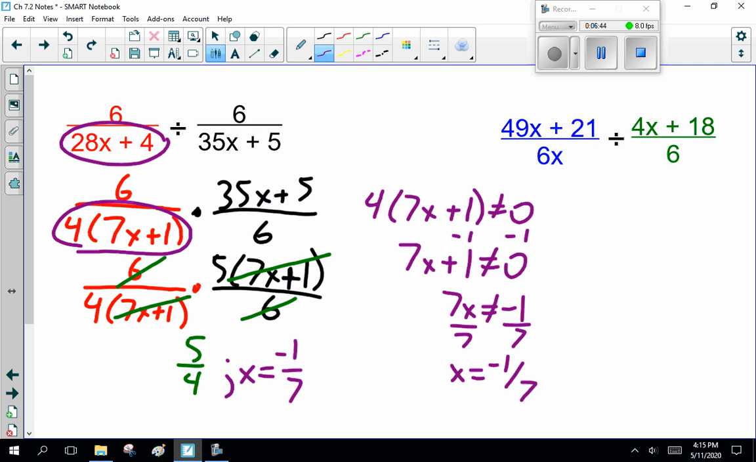And what else? Well, I would do the same thing here, 35x plus 5. But that's simple. That becomes 5 times 7x plus 1. I'm not doing that because 7x plus 1 we already did right here. Now, what's the other denominator? Well, 6, when you flip it. Can 6 ever equal 0? No. So you don't worry about that one.